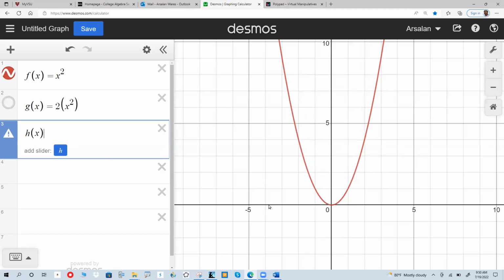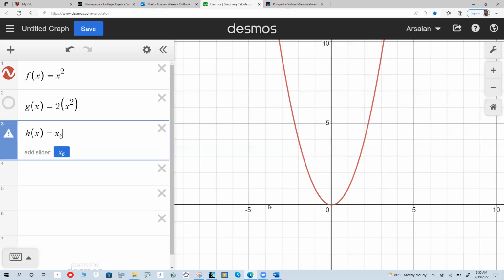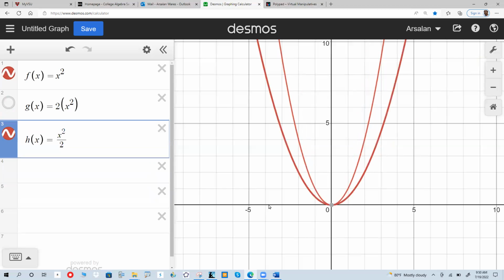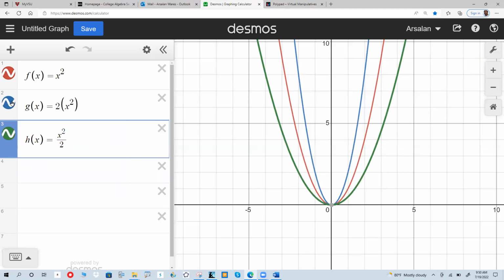Let's hide this. h of x is, this time, x squared over 2. This time I'm not multiplying by 2, I'm dividing by 2. I'm going to change the color. I'm going to make it green. That was blue. So guys, I don't need the blue curve anymore, but you do want to see what the relationship is between the blue curve and the green curve. The blue curve multiplies the function by 2. The green curve divides the same function by 2. What happens, guys?